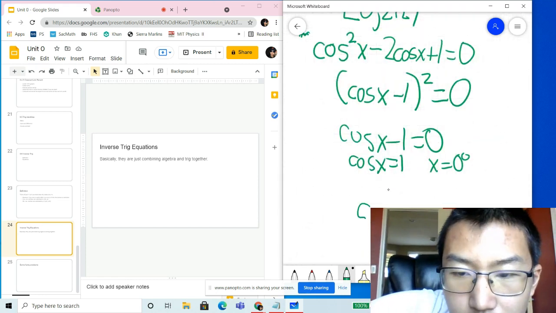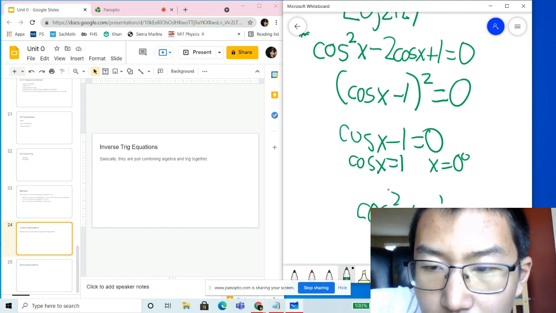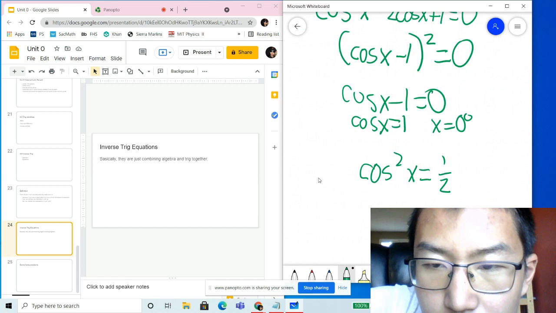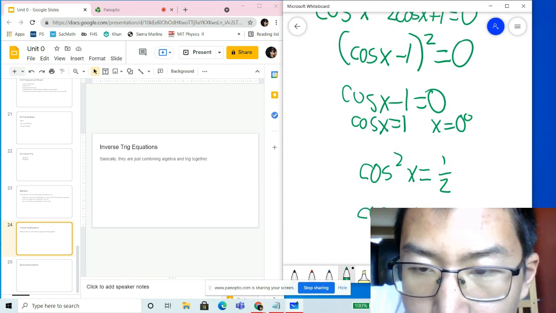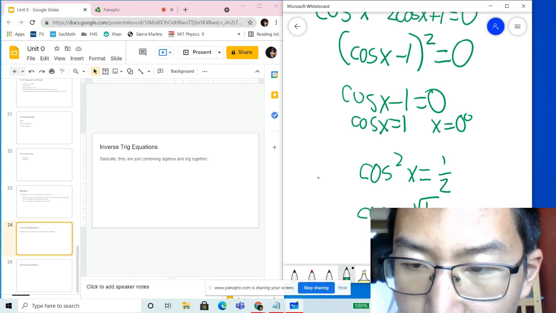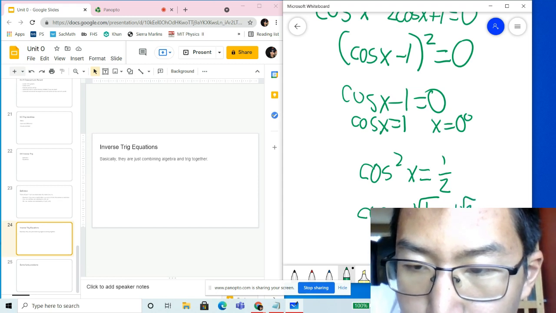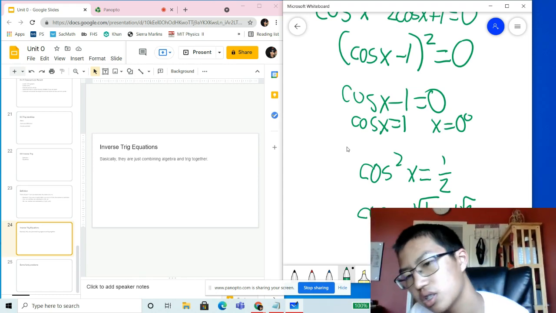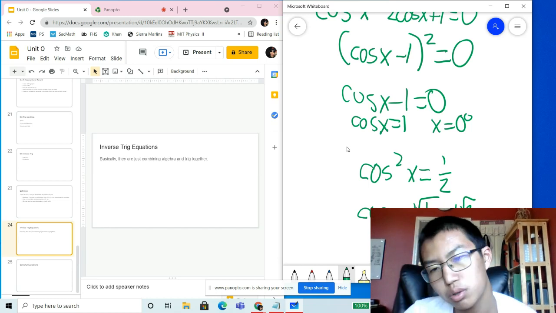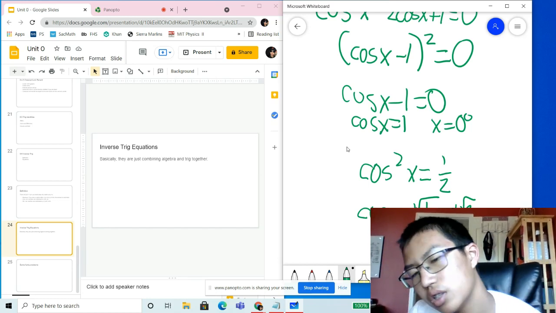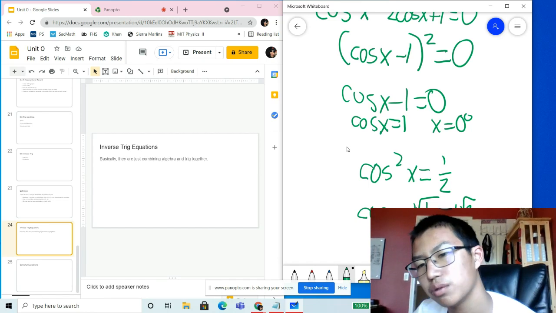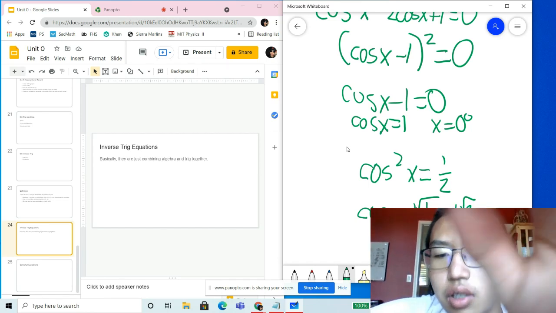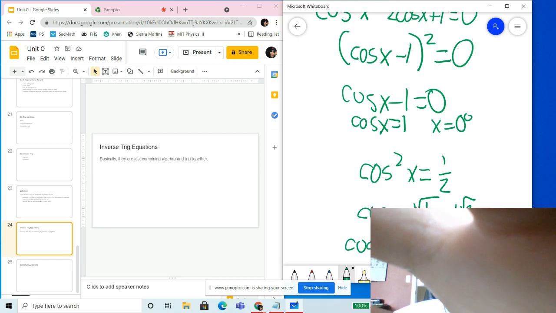Now let's solve this. Cosine squared x is a half. That means cosine of x is plus or minus the square root of 1/2, which is plus or minus root 2 over 2. Notice we must have a plus and minus, because if it's only a plus sign, then we forgot half of the solutions, because negative root 2 over 2 squared is half. So when does cosine x equal root 2 over 2? And when does cosine of x equal negative root 2 over 2?